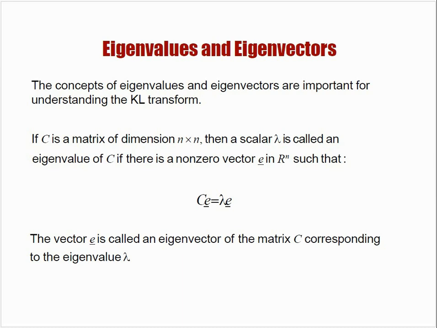For a square matrix C of size n by n, a scalar lambda is called an eigenvalue if there exists a non-zero vector E such that C times E equals lambda times E. The vector E is called the eigenvector corresponding to that eigenvalue.